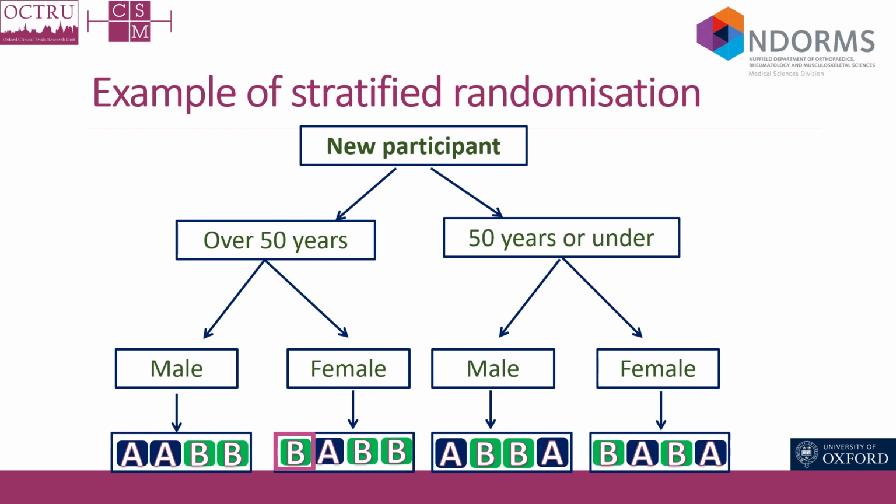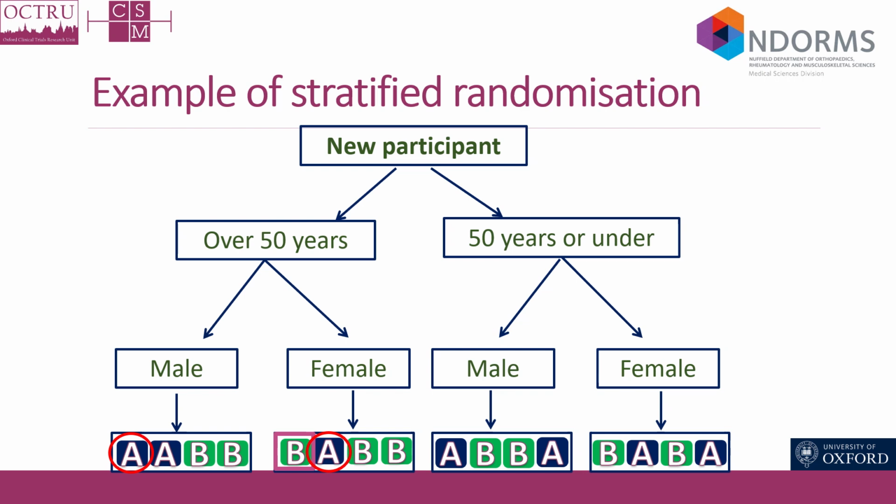Imagine that we're now randomizing participants into the study using the stratified randomization. The first participant to be randomized is over 50 years, they are male, and therefore they receive the first position, which is group A. A second participant, which is over 50, gets randomized. They are female, and their allocation is group A, and that's because group B has already been allocated.